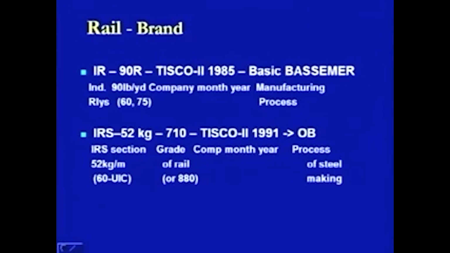So, whatever abbreviations are available will be used instead of giving the full long name. Similarly, in the case of this 52 kg per meter rail section, as an alternative it may be 60 UIC rail section, which can be given at this level. So, this is what will be engraved on each and every rail section manufactured by any company, and this tells us the year in which it was manufactured, and accordingly the replacement requirements can be ascertained.